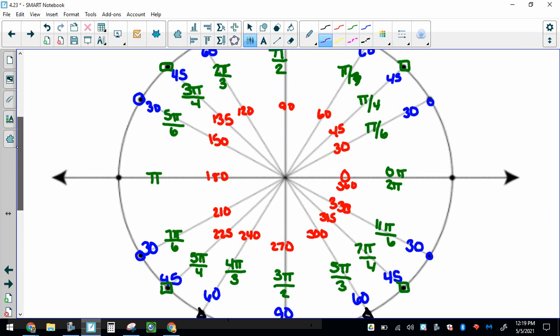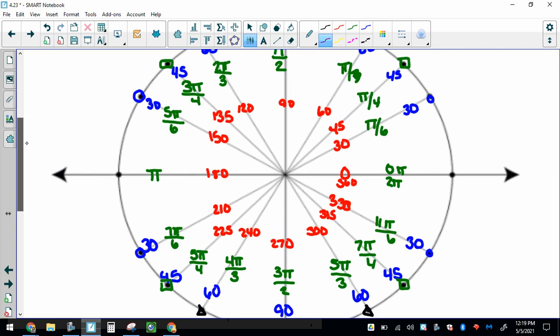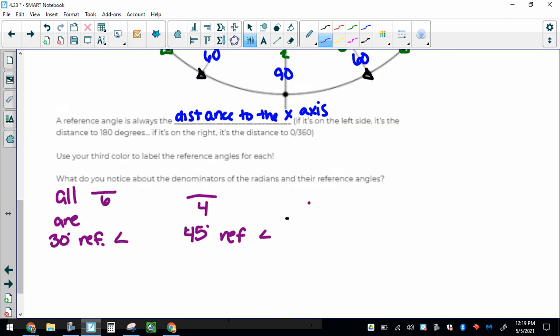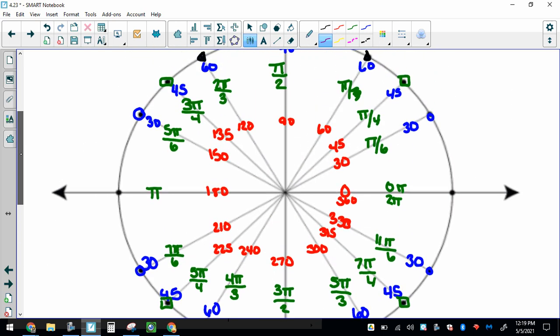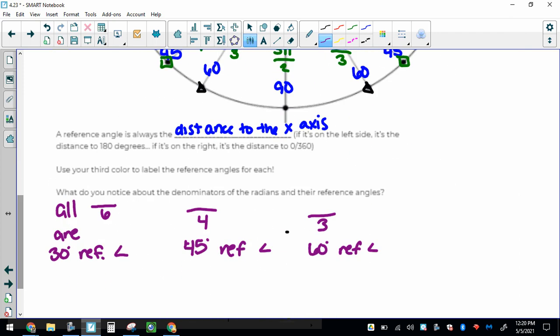So look at all of the 45-degree reference angles. What are all their denominators? Well, the 45s, they're all over 4s. So if it's over 4, it's a 45-degree reference angle. What about all the 60-degree reference angles? They're all over 3. And what about the 90-degree reference angles? There's only 2 of those. One up here and the other one down here. They're both over 2. So if it's over 2, it's a 90-degree reference angle.